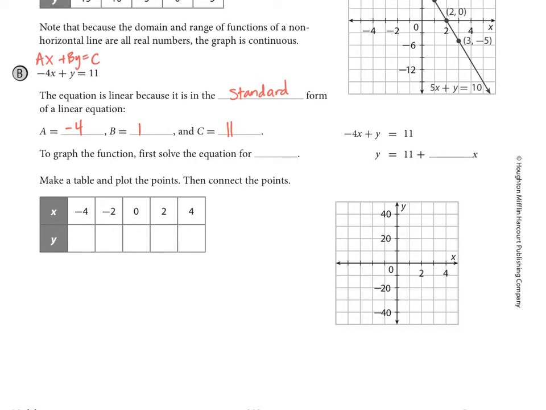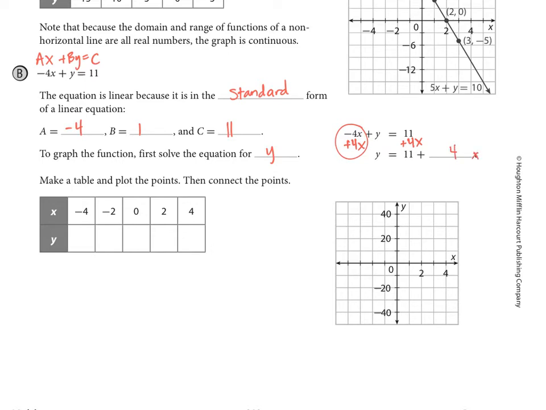To graph the function, we're going to first solve for our output. We want the output to be by itself. Remember when we had the function notation, we usually have f of x equals something. In this case, you want it to be y equals something. So we have the equation negative 4x plus y equals 11. We're going to get y by itself, which means I need to get rid of this negative 4x. So let's do plus 4x, right? I can't combine 11 with 4x, so I just get 11 plus 4x.